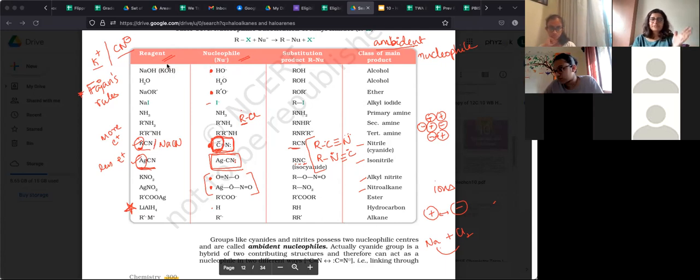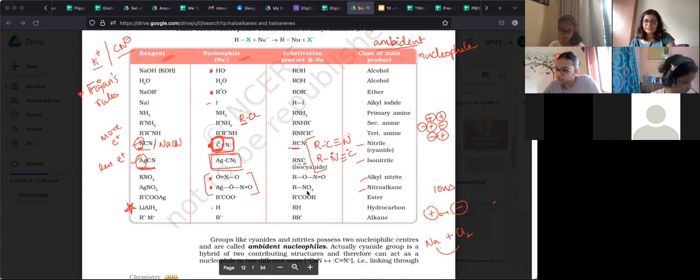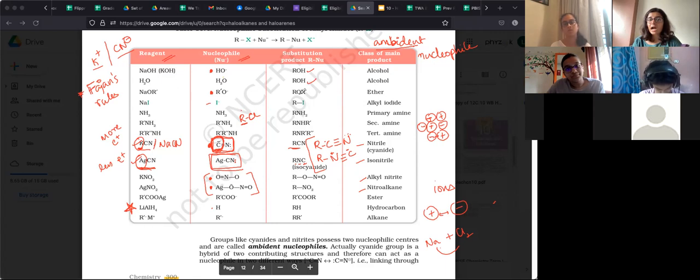So what nucleophile is formed in the reaction? This will give you a hint: when this nucleophile attacks my haloalkane, this is the product that I will be getting. And this just gives you the description of the product. Here alcohol is formed, ROR' is ether, because OR' is the nucleophile attacking.